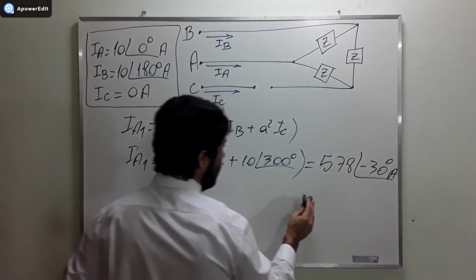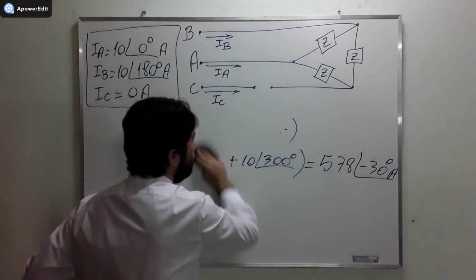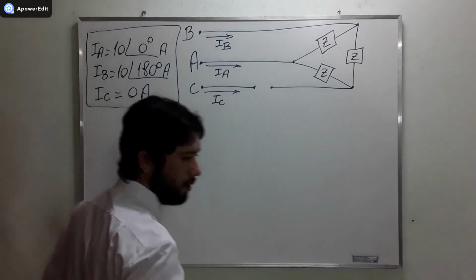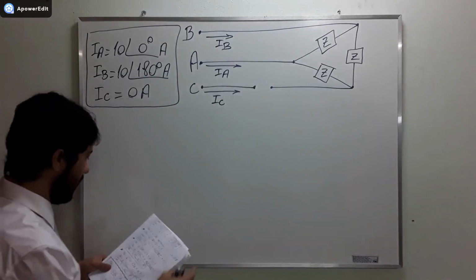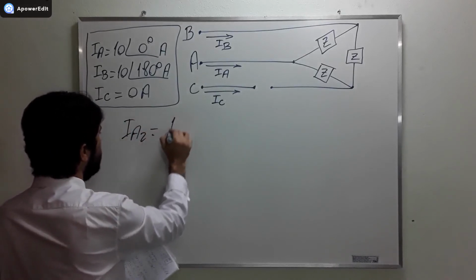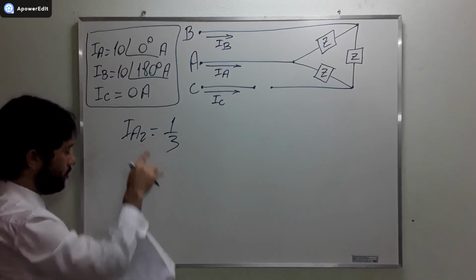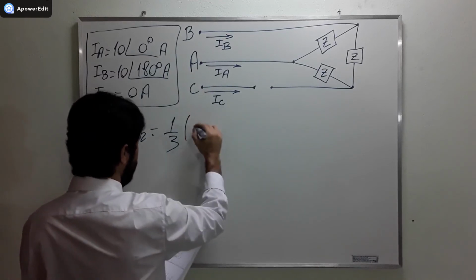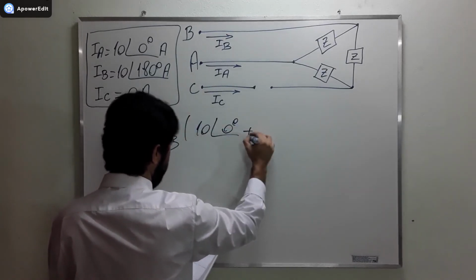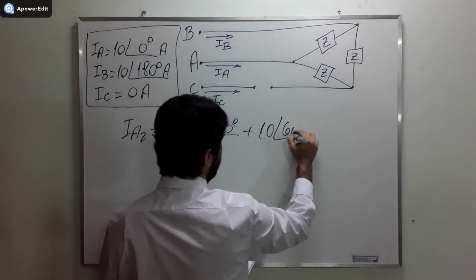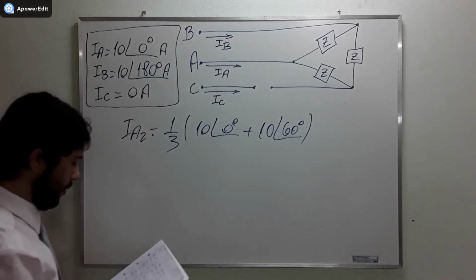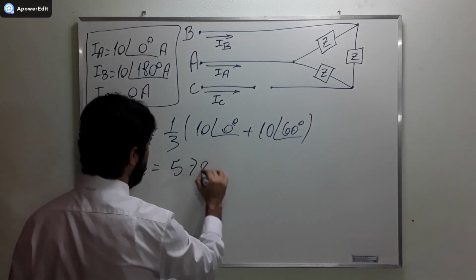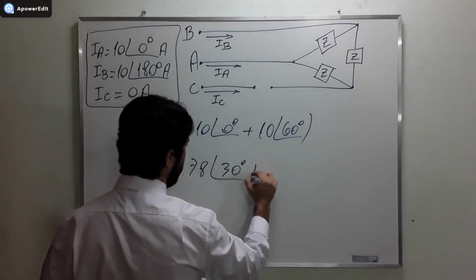All right, now that we've found this number, what we need to do is to find the last symmetrical component of current A of line A. The second symmetrical component is going to be equal to a third. This is the negative sequence component of line A, which is going to be equal to 10 phase 0 degrees plus 10 phase 60 degrees. Okay, use your calculator, please. And then let's check the value that it is equal to 5.78 phase 30 degrees amperes.